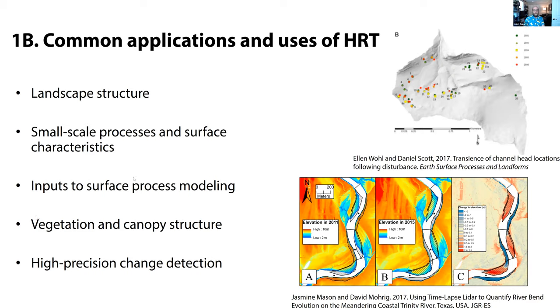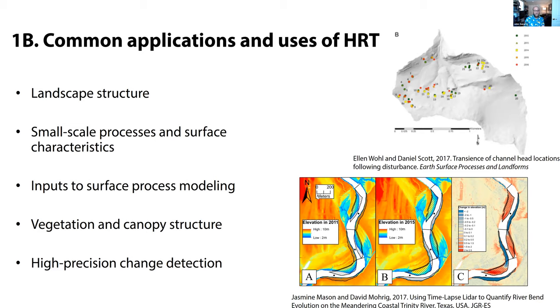We can also use it to characterize small scale processes and surface characteristics that might be difficult to capture in a synoptic way otherwise. So this is like the observation of hill slope failure or creep, the observation of very small scale drainage systems in floodplains, things like that. We can use high resolution topography as an input to surface process modeling. So we can use it to derive attributes that are necessary for fully parameterizing our model, or we can use it as kind of raw inputs into the model itself.